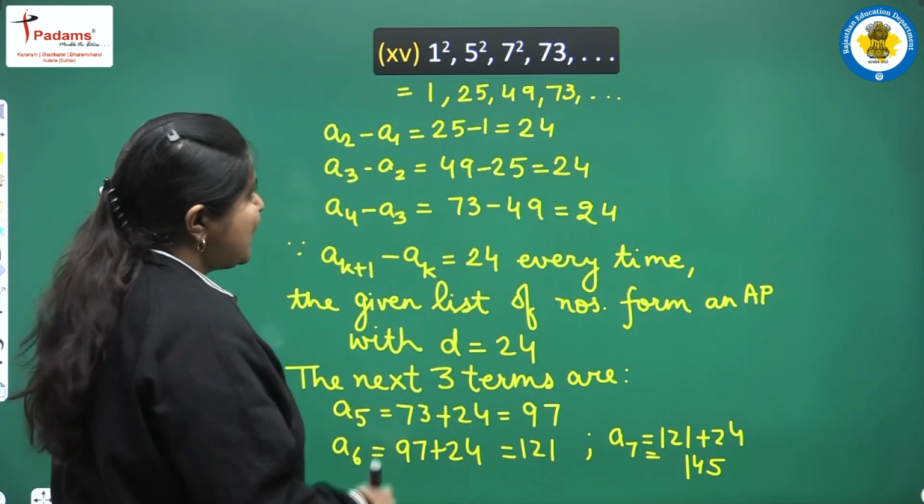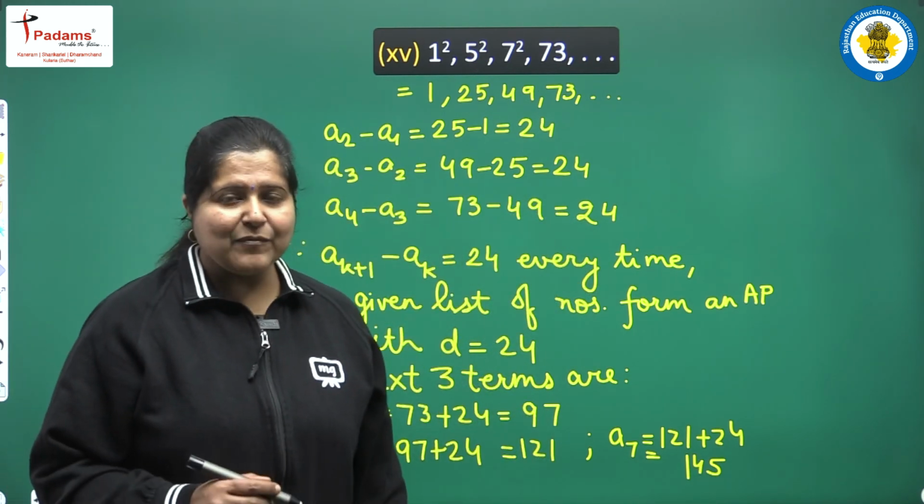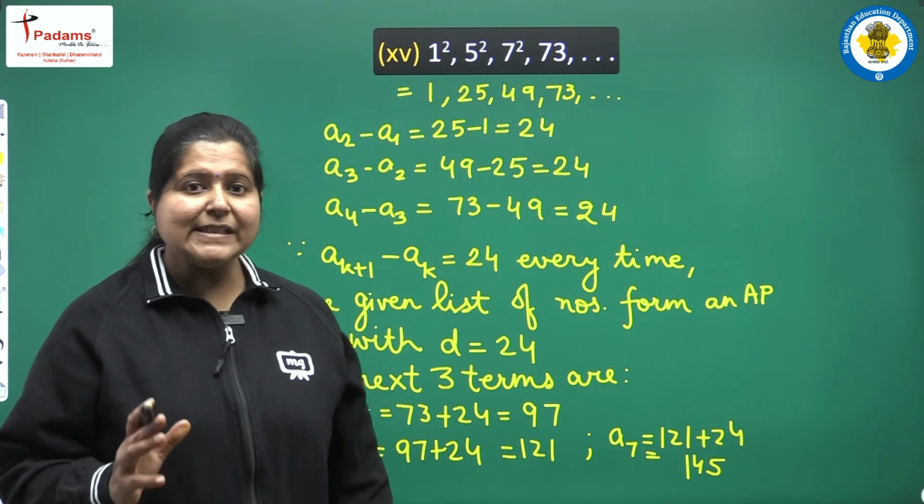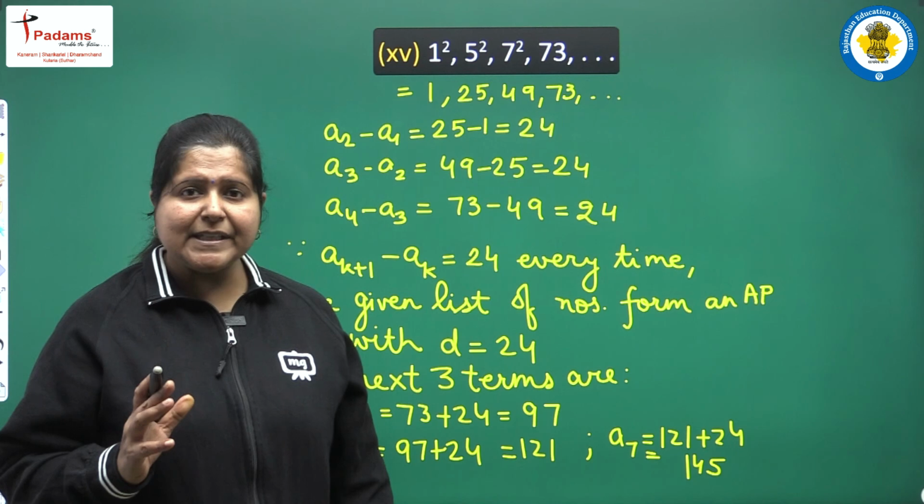So these were the questions from exercise 5.1. I hope everything is clear and interesting to you. Next we will take up the nth term of an arithmetic progression.